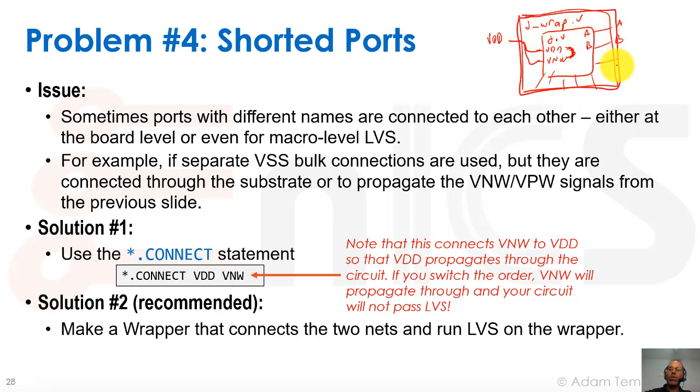It can happen also when we connect things at the board level. So if we took A and B and for some reason they were going to be shorted together on the board level, but we didn't want to do it inside, again, we could mention it here as these two things are connected together at the wrapper level instead of doing it with the star.connect statement.